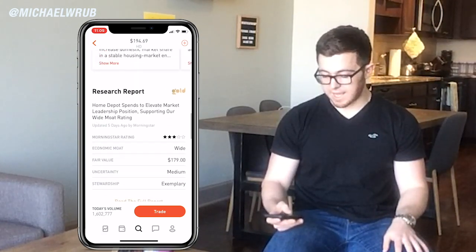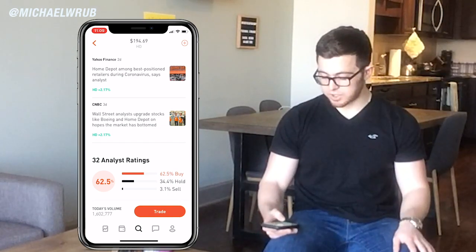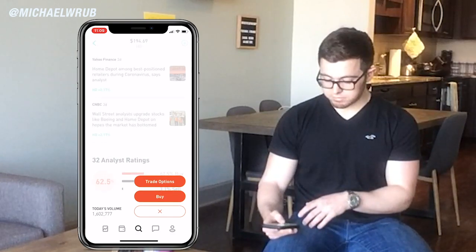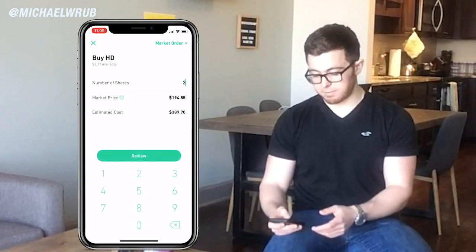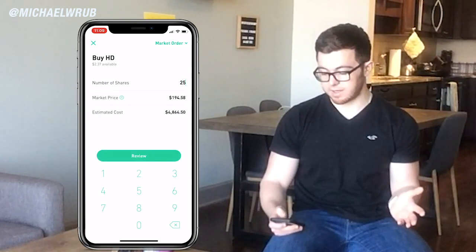Let's get into how to actually buy and sell the stocks. So the button on the bottom in bright orange is trade. You click on trade, and let's click on buy. It's pretty simple. You can see that you could input how many shares you want to get, say 25 shares. I'm not going to buy it right now.